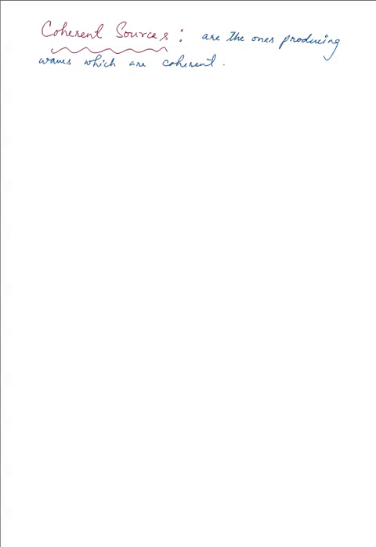In our discussion on wave optics, we are continuing with the case of superposition or the interference of waves, and here we have the topic of coherent sources. Now, as you can see, the definition: they are the ones producing waves which are coherent. Now, what does the term coherent mean?